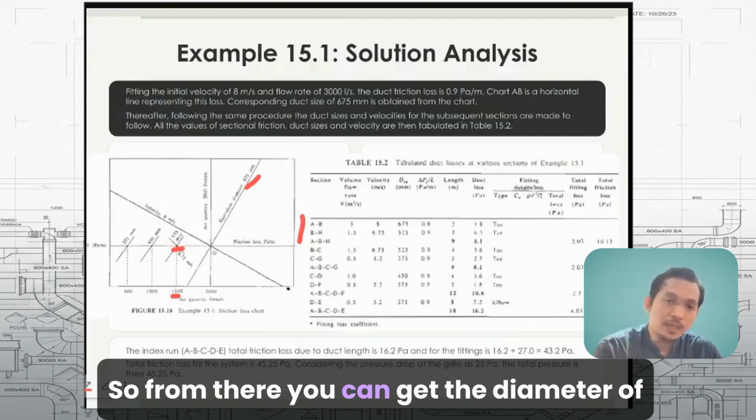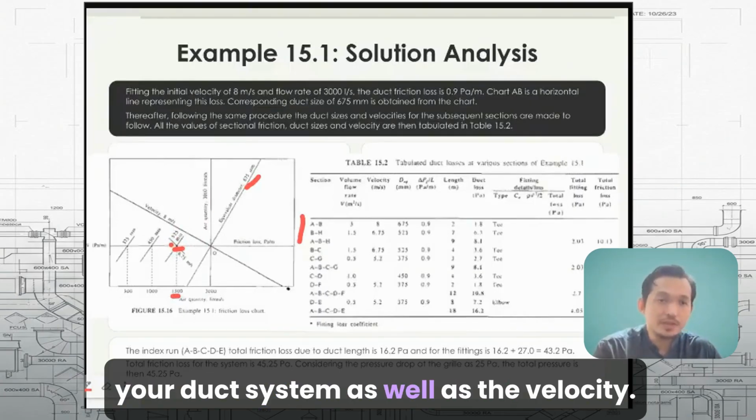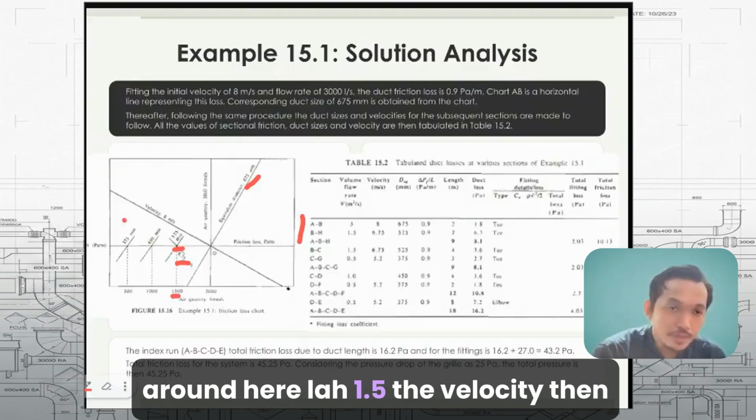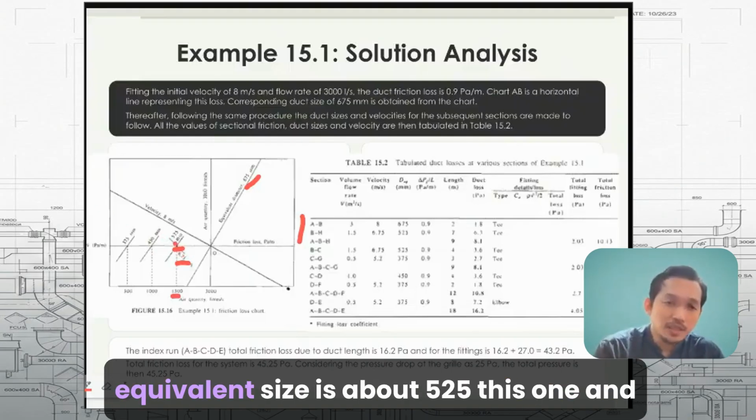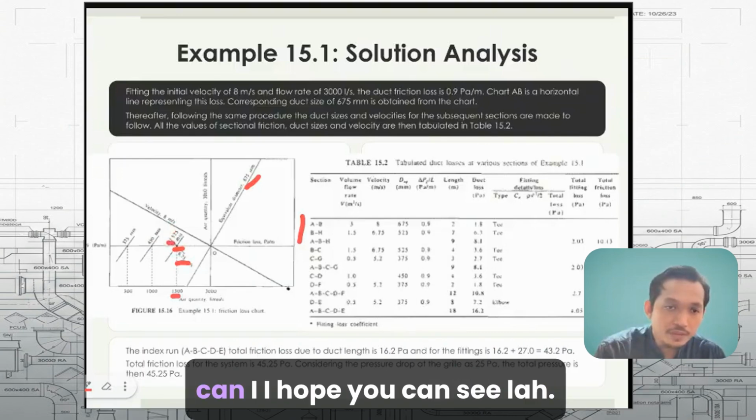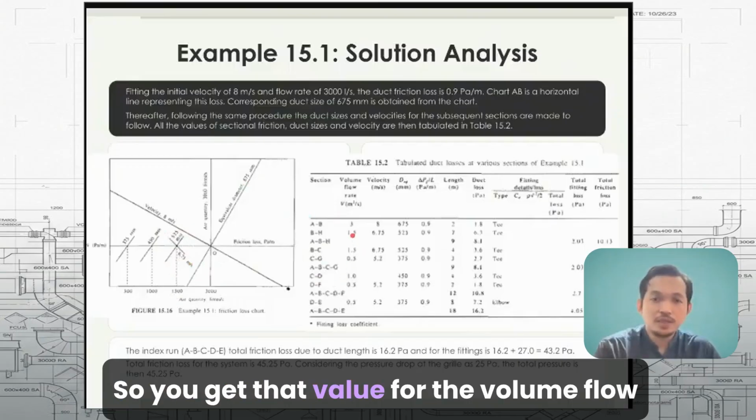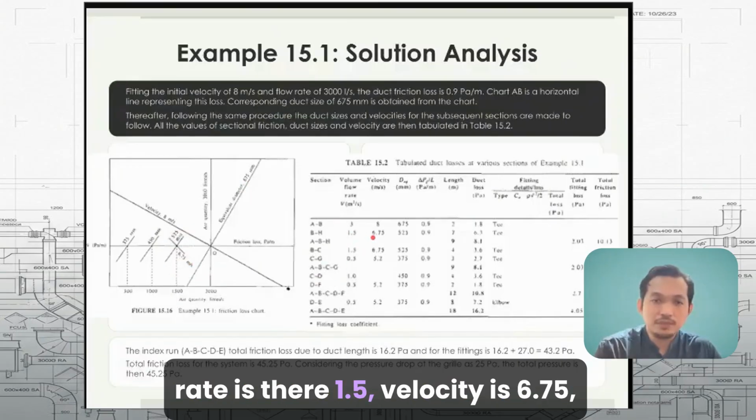So from there, you can get the diameter of your duct system as well as the velocity. In this case, the velocity is 1.5. This is around here. 1.5 the velocity. Then the equivalent size is about 5. This one, and I hope you can see. Right. This one.